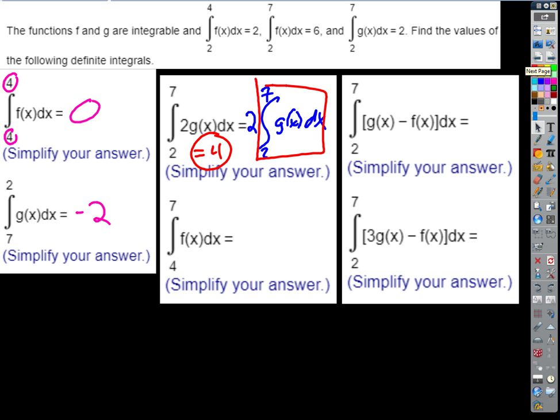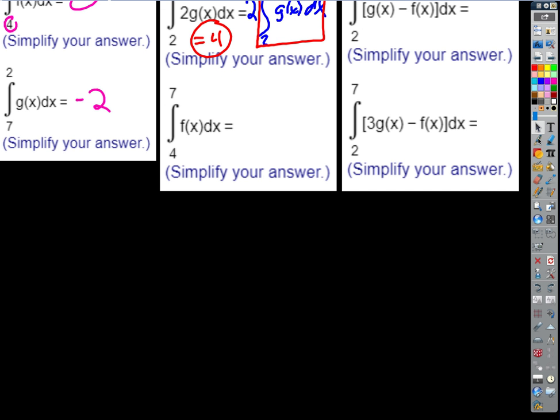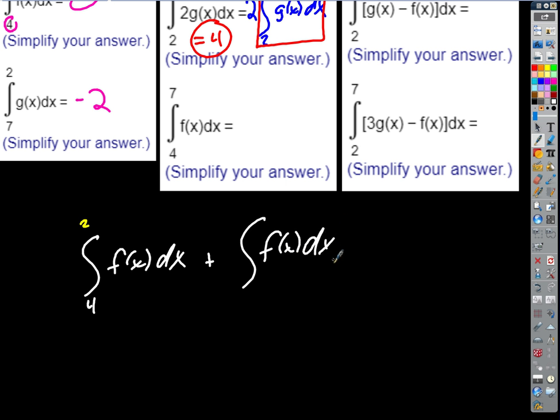Okay, I could break this up, down here, the area from 4 to 7 I could write as the integral of f of x dx from 4 to 2 plus the area under f of x from 2 to 7, right? As long as the upper limit of my first area corresponds to the lower limit of my second area, it has to work, doesn't it?